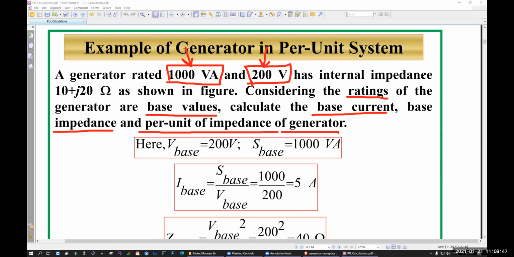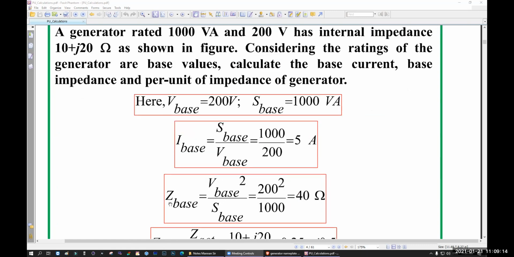What about the base current? Here, base voltage is 200 volt. S base is equal to 1000 VA. What about your I base? I base is equal to S base divided by V base. S base is equal to 1000, and V base is equal to 200. The unit of this one is VA, the unit of this one is V, so V is gone. So 5 ampere. Understood? Yes, sir.